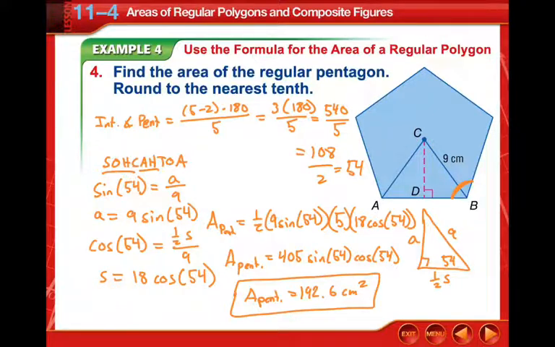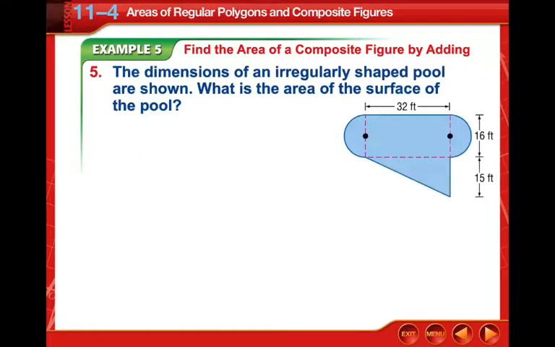So, we've got 2 more problems to take a look at. The next one is our first composite. So, getting away from our polygons now. Not as difficult anymore. We just have to do area a few times and add it all up. So, here we have this irregularly shaped pool. We want to find the area of the surface of the pool. It looks like 2 half circles that are the same circle, so we're going to just say that's one circle. And we have a rectangle and a triangle.